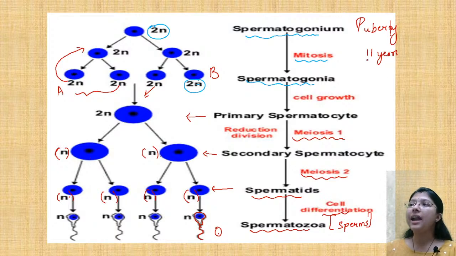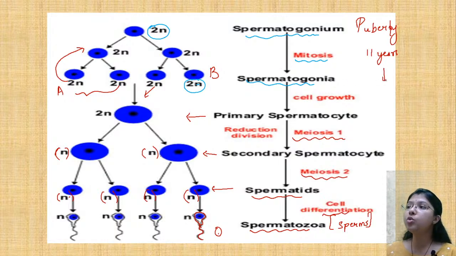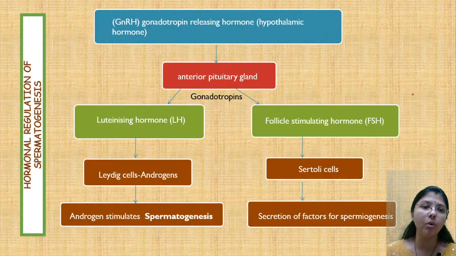Okay, so at 11 years the process of spermatogenesis is going to start, and once this process starts, in case of males, it is going to continue throughout the lifespan of the male. जब तक जो male body है, it will not die, the male does not die, the process of spermatogenesis will continue every day. Many sperms will be formed in the body of the males.